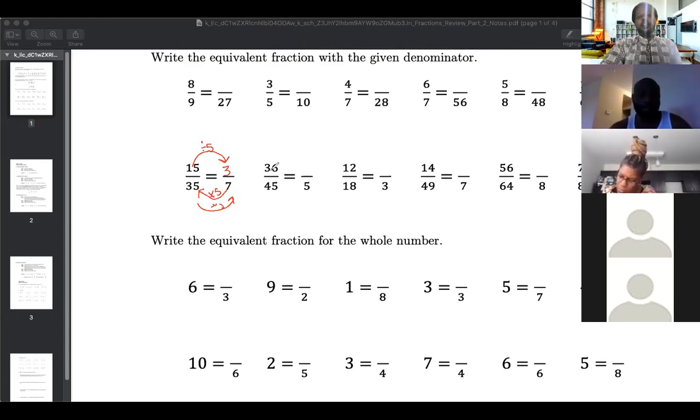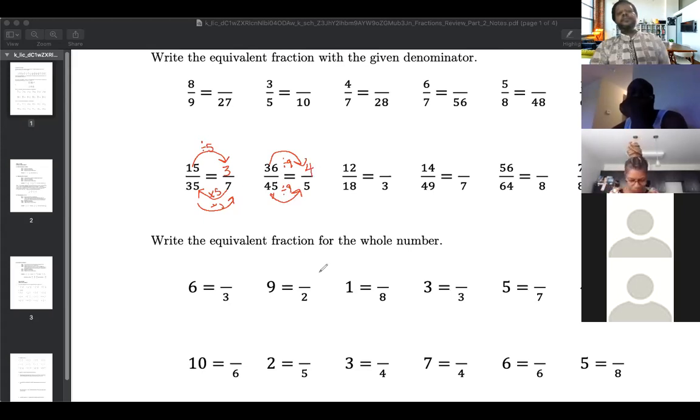All right, so I think in this row, we're going to be working mainly with division because I have to go from 45 to 5. How do I get from 45 to 5? What do I need to do? Divide again. Divide by 9, right? 9 into 36. So what's 36 divided by 9? 4. Good.